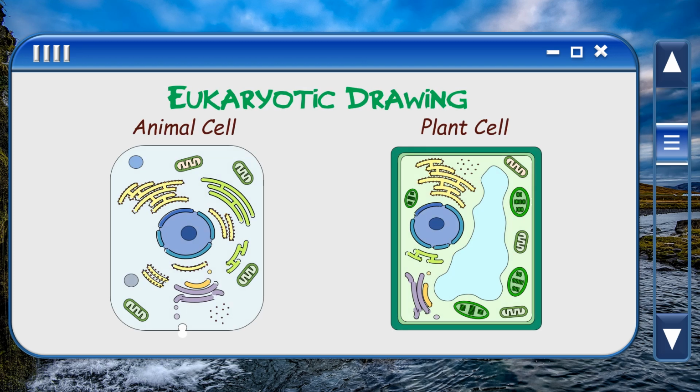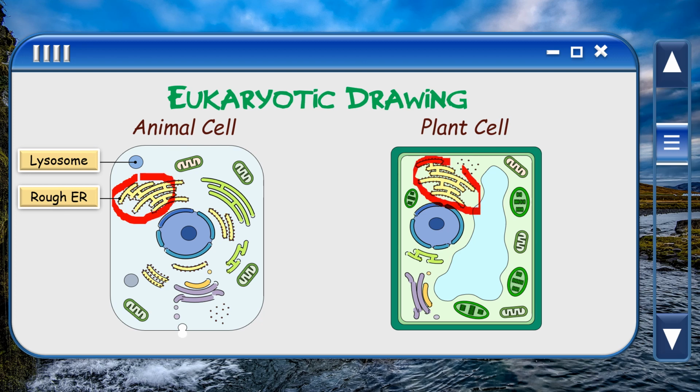Eukaryotic drawings. We have the animal cell and the plant cell. Let's try to compare the two. The plant cell lacks lysosomes, but we find them in the animal cell. The animal cell and the plant cell both have rough endoplasmic reticulum. You can see it here in the animal cell, and it is also here in the plant cell.